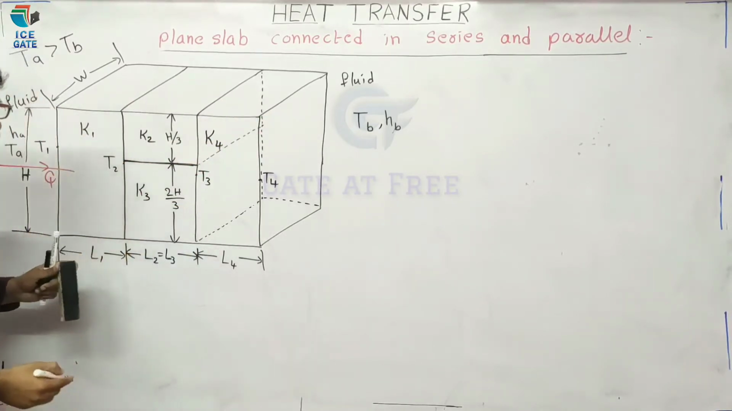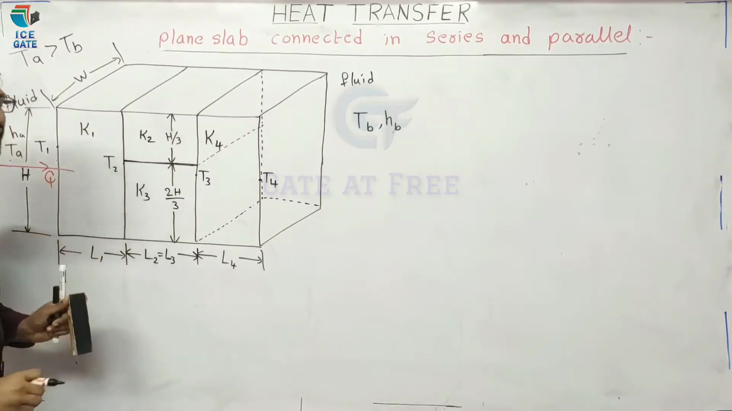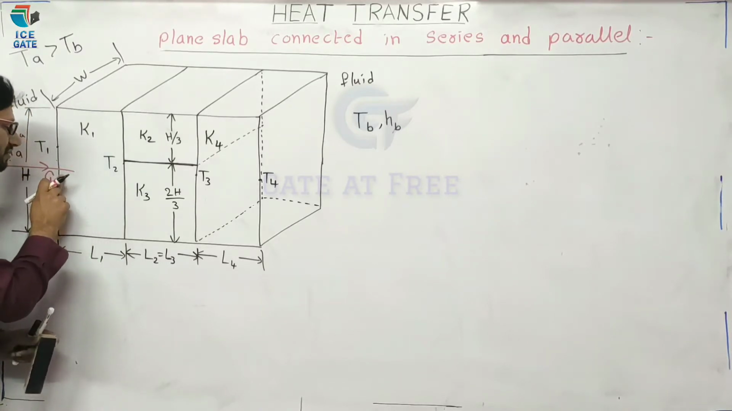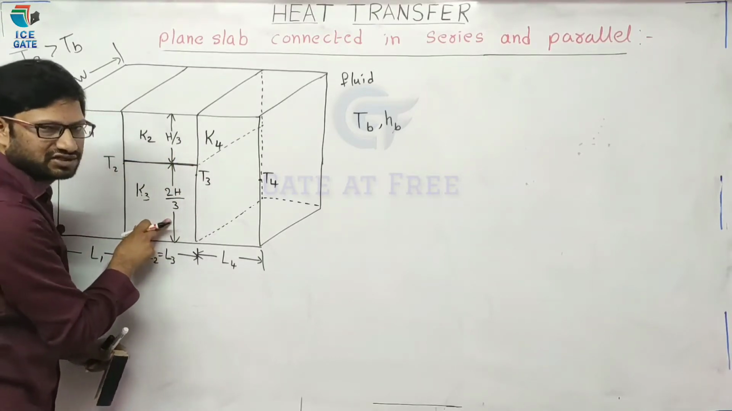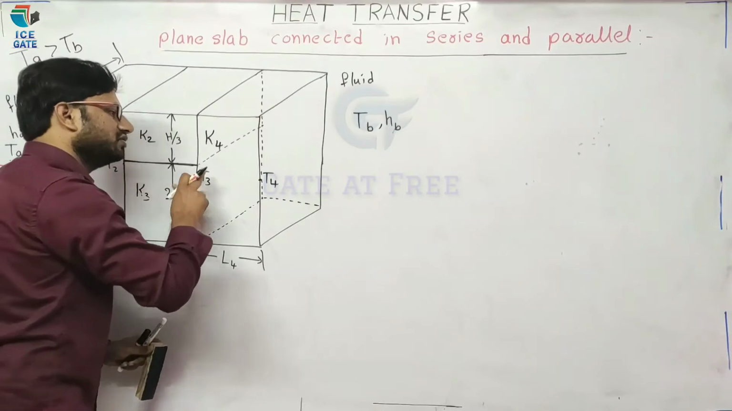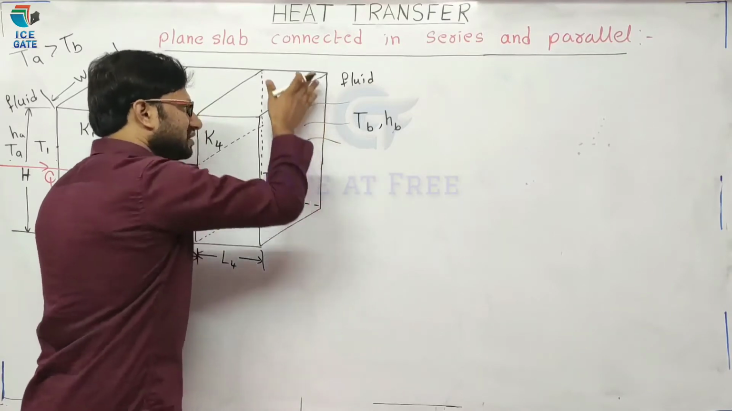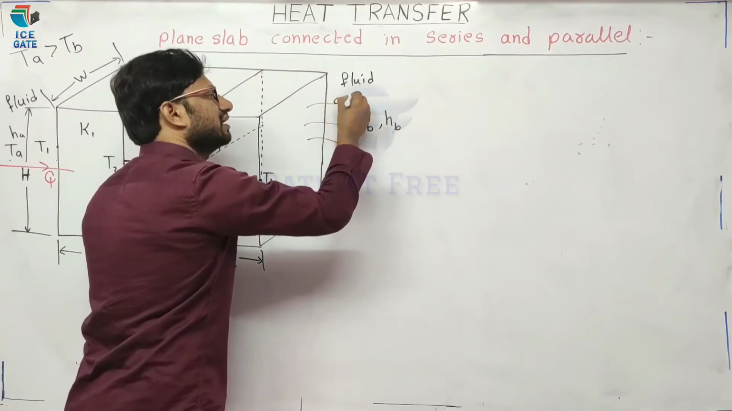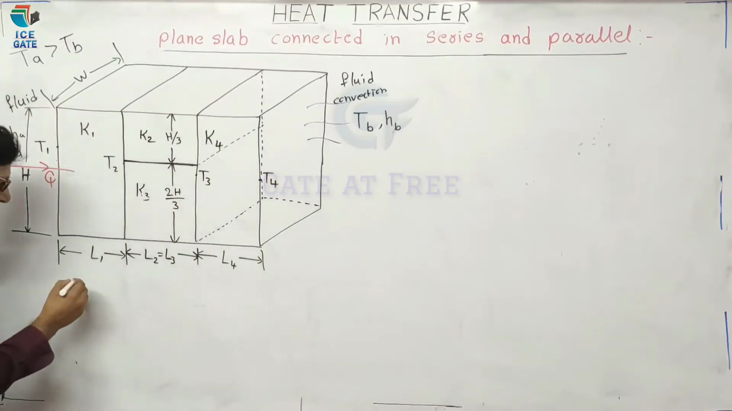Now from TA to T1, that is from fluid to solid surface, the mode of heat transfer is convection. Now from T1 to T2, solid object, the mode of heat transfer from here to here is conduction. Now from T2 to T3, it is also solid object, so mode of heat transfer is conduction. From T3 to T4, it is also conduction. From T4 to TB, that is the right side solid surface to the fluid medium, the mode of heat transfer is convection.